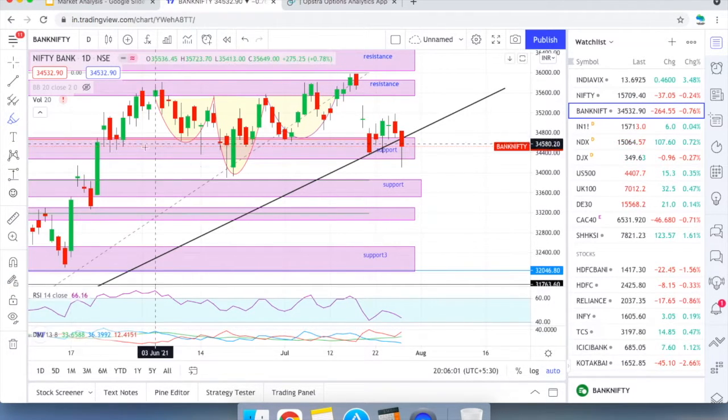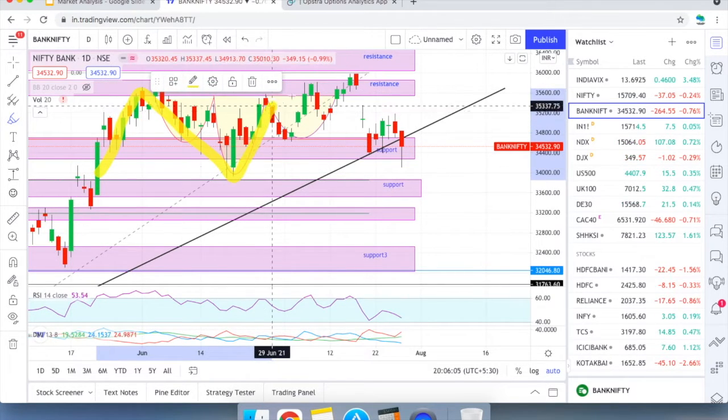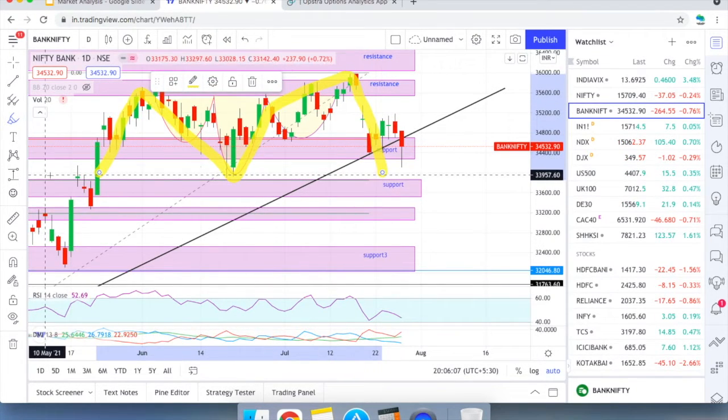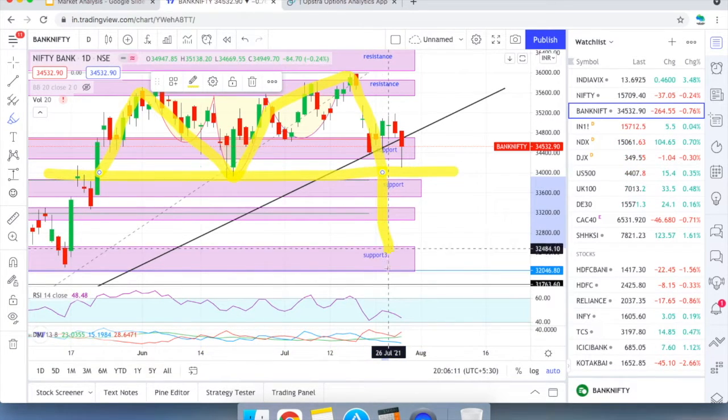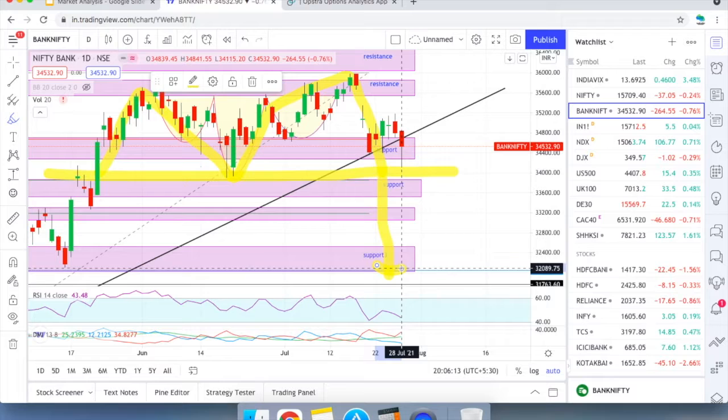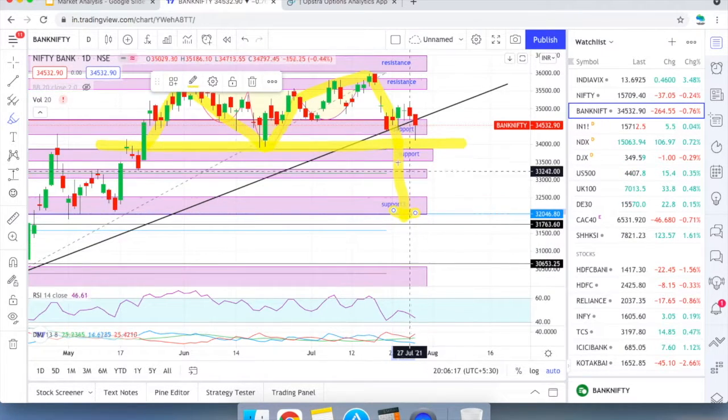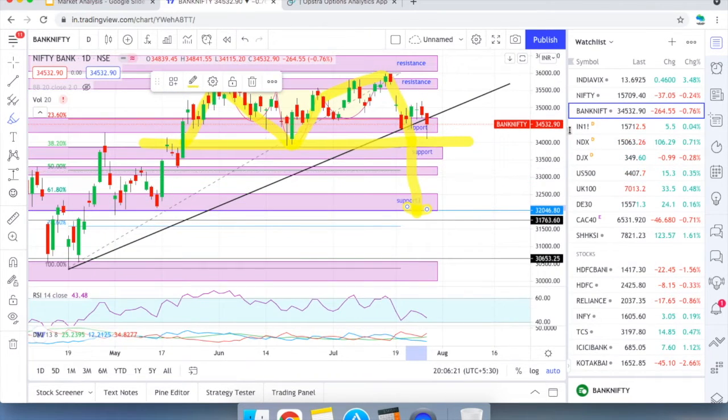So we have an M pattern that's forming here. This M pattern has a neckline of 33,900. Any breach of that could be double of this, could take the market down to 32,000, 32,500, that kind of levels. So this is something positional players have to keep a watch on.